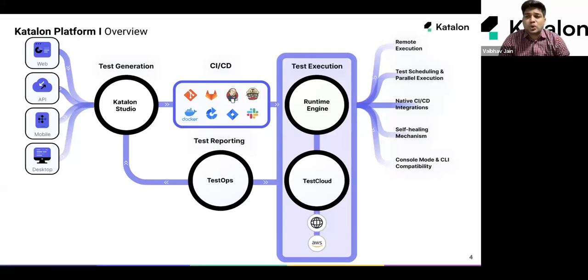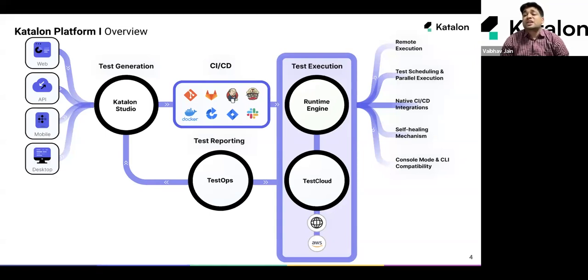We have Katalon Studio, where we can automate all kinds of applications, whether it's web, API, SaaS, mobile, or desktop. And we have the central repository, Katalon TestOps, which is nothing but the Katalon platform, where we can create the requirements, start our sprints, upload our test scripts, or create the test suites there directly.